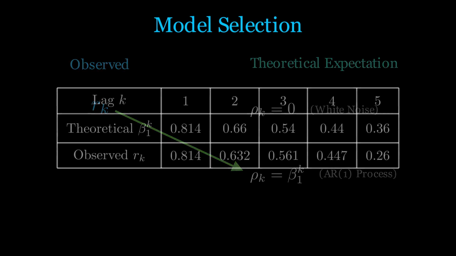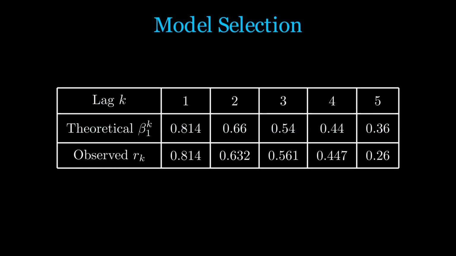Let's say our theoretical lag1 correlation is 0.814. Then an AR1 process predicts lag2 will be 0.814 squared, which is 0.66. Lag3 would be cubed, resulting in 0.54, and so on. If our observed values in the bottom row closely match the theoretical expectations, which they do here, then we can be confident that the model follows an AR1 process.